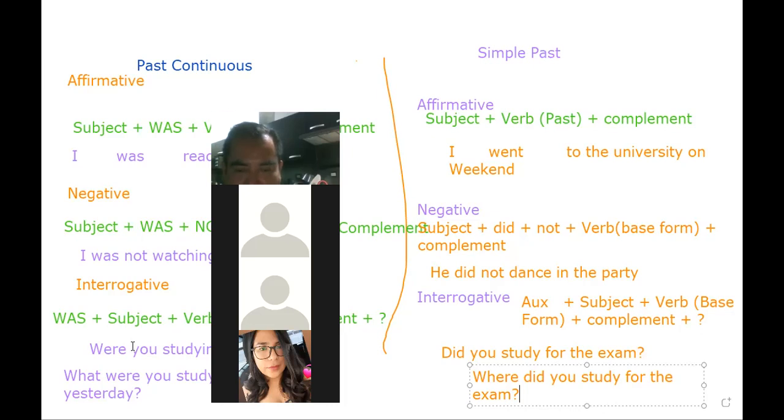Okay, also I'm going to share two web pages about the past continuous tenses and the simple past tenses through WhatsApp. In that way you can review the information and also check some things that maybe I didn't mention in this video conference.